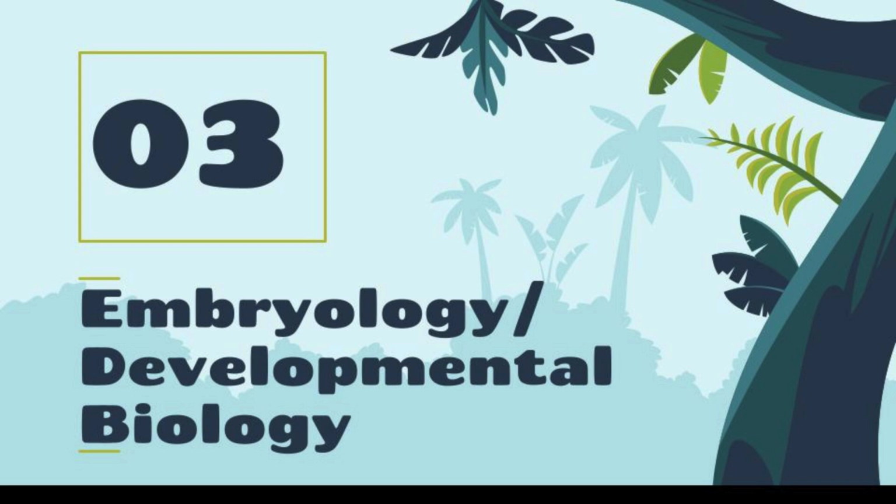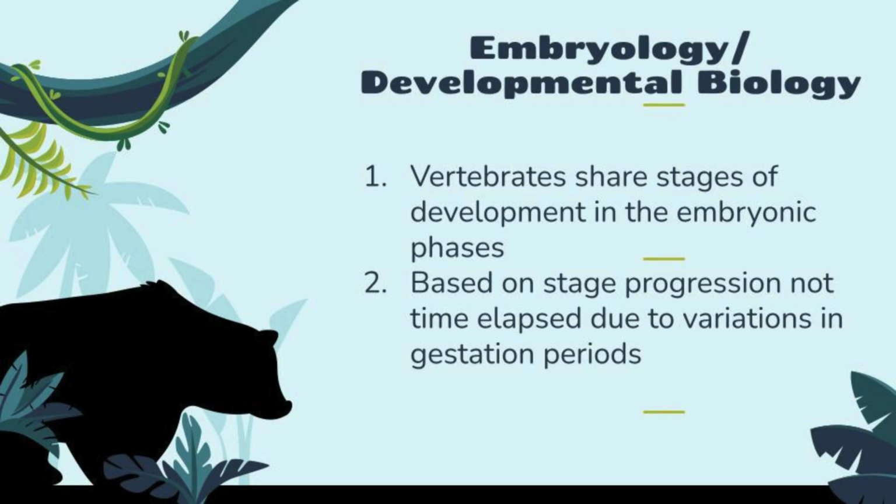Third, we have embryology and developmental biology. Now, we're not going to go super in depth into this because it would require a whole class to fully understand. But the base idea is that vertebrates and other groups within their small groups throughout phylogeny do share stages of development, especially in the embryonic phases. Now, this is not based on time elapsed. Gestation periods are going to vary from organism to organism, but a lot of the stages are the same. So, a blastocyst for a frog goes through the same stages as one for a chick and a human. So we see those shared developmental steps before they branch into their own unique organisms.